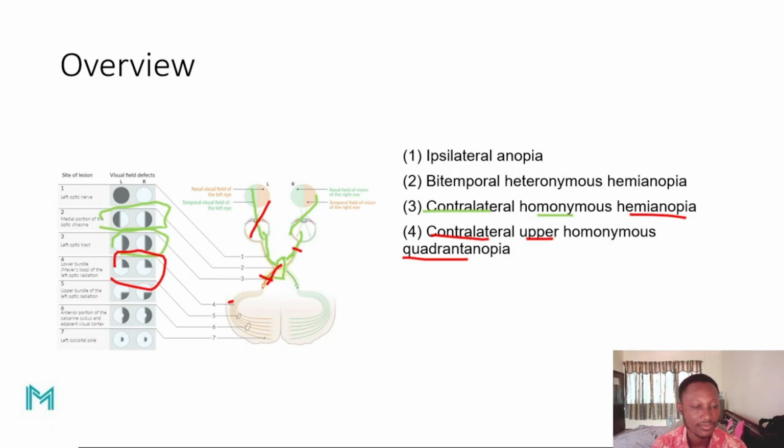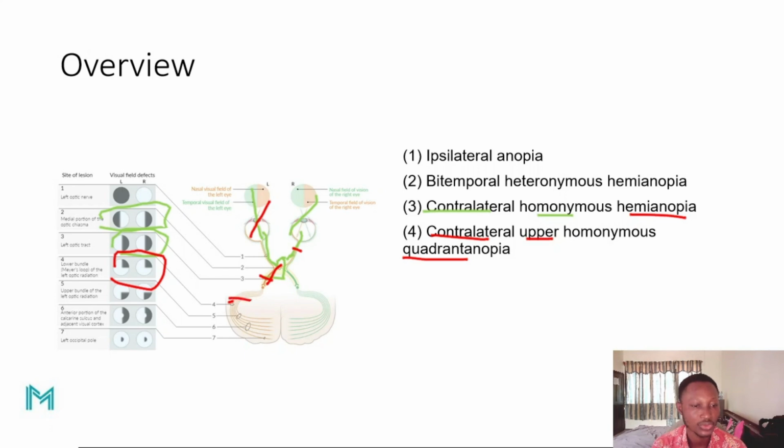Now these halves, after the lateral geniculate body, further split into two again. So you now have half of the halves, and so you now have a quarter of that. If you divide half into two, you have a quarter, and that's what is happening here. So we have a quadrant, a half of the halves that we have, which is a quadrantanopia. So contralateral upper homonymous quadrantanopia.